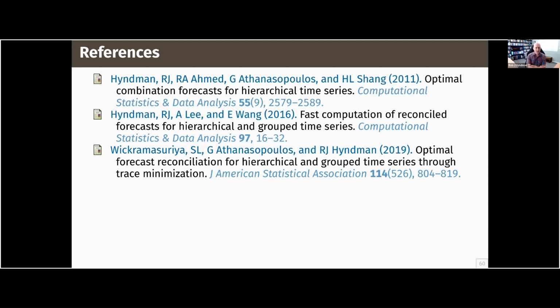Hanlin Shang is asking, so he's the last author of that first paper on the screen. He's asking, the shrinkage W estimator in MINT may relate to the Ledoit and Wolf covariance estimate. Okay, I don't know that, Hanlin. Thank you for the pointer. Let me go to the next one.